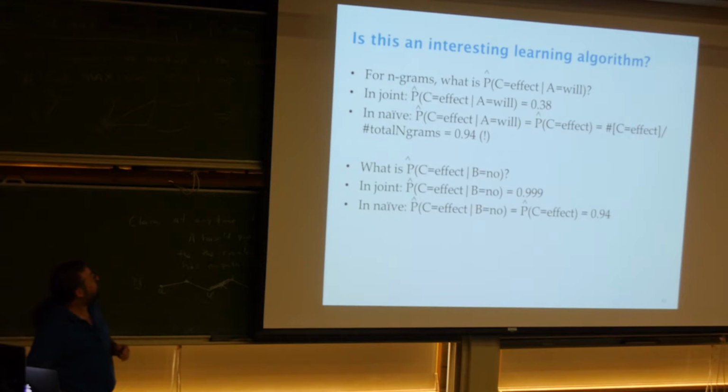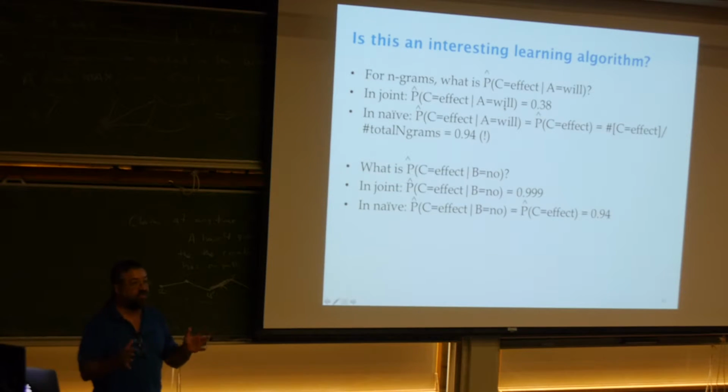So what would happen if I did it here? For n-grams, what's the probability of effect given the first word is will? So this might be "will not affect finance minister Smith." In the joint distribution, this is the probability of effect given A equals will. This is the distribution where I have a big table of all the n-grams. I add up all the probabilities of all the n-grams that have effect and will, and divide that by all the n-grams that just have will in the first context position.